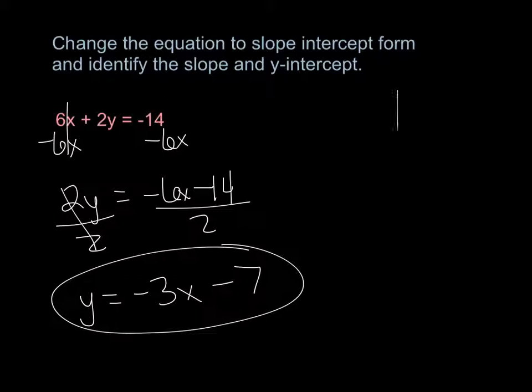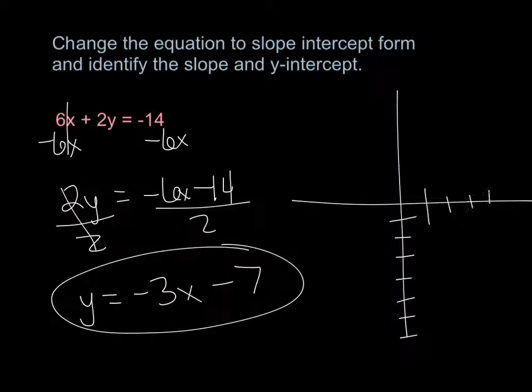And once you're done with that, we can graph it. So we're going to start with, again, the b value, and you should be pretty used to figuring that out now. b is -7. And then the slope is -3. So we're going to go down 3, and then over 1. So down 3 over 1. And that's the graph of our line.